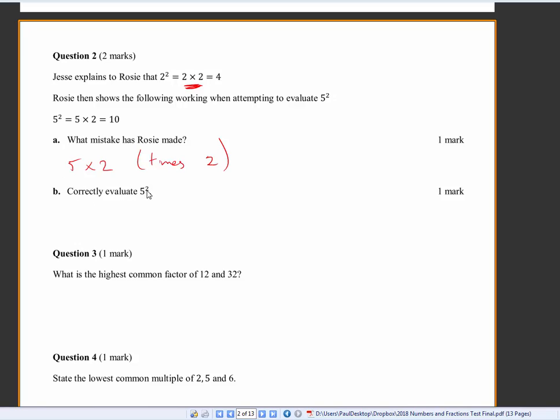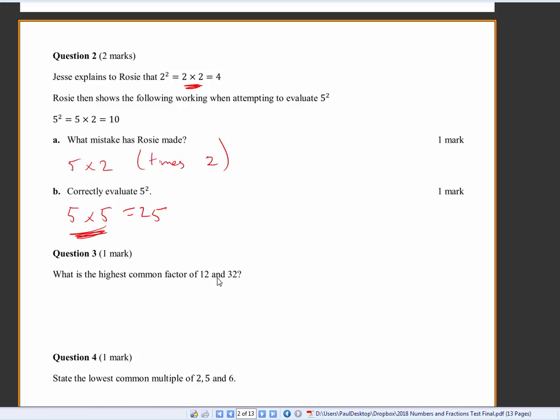Alright, so correctly evaluate 5 squared. Well, 5 squared is 5 times 5, which is 25. So the very important thing to understand with this problem here is that 5 squared is not 5 times 2, 5 squared is 5 times 5.